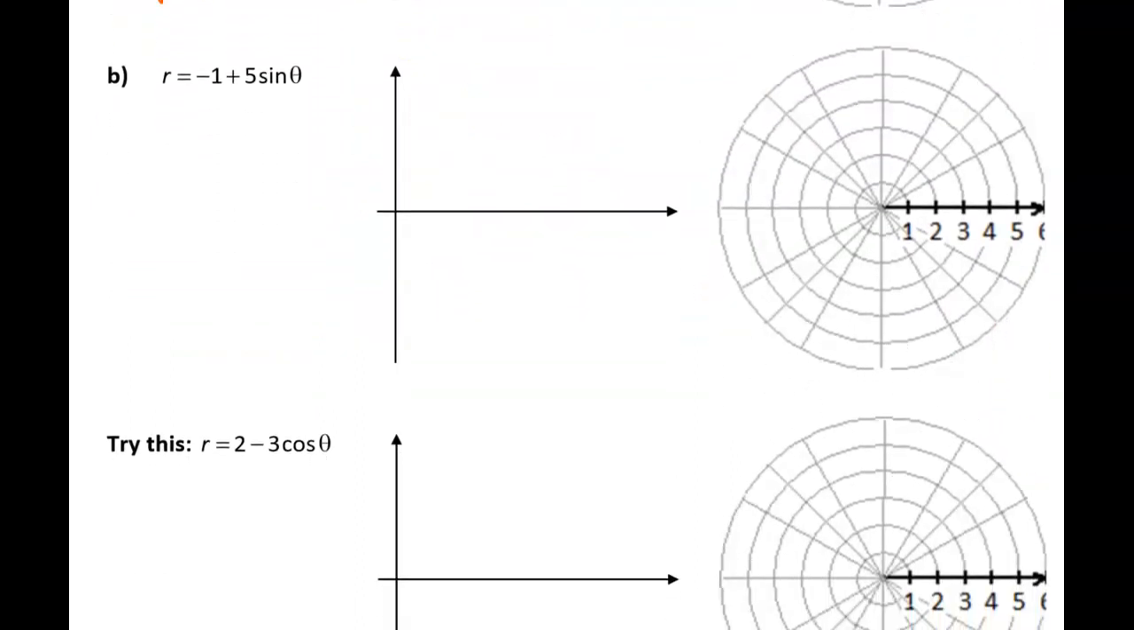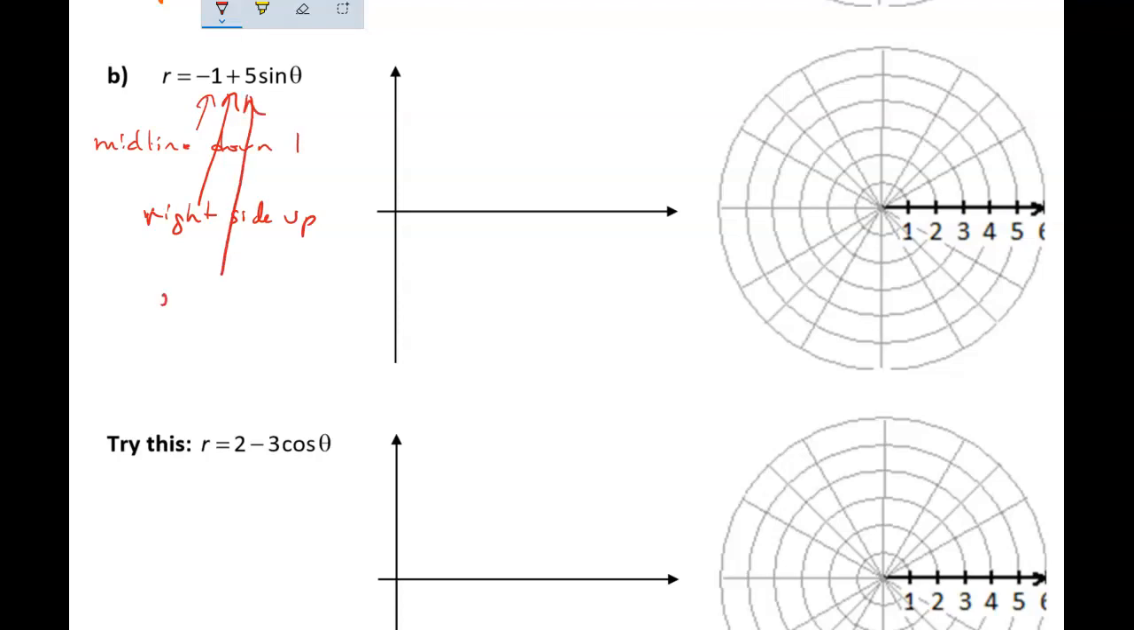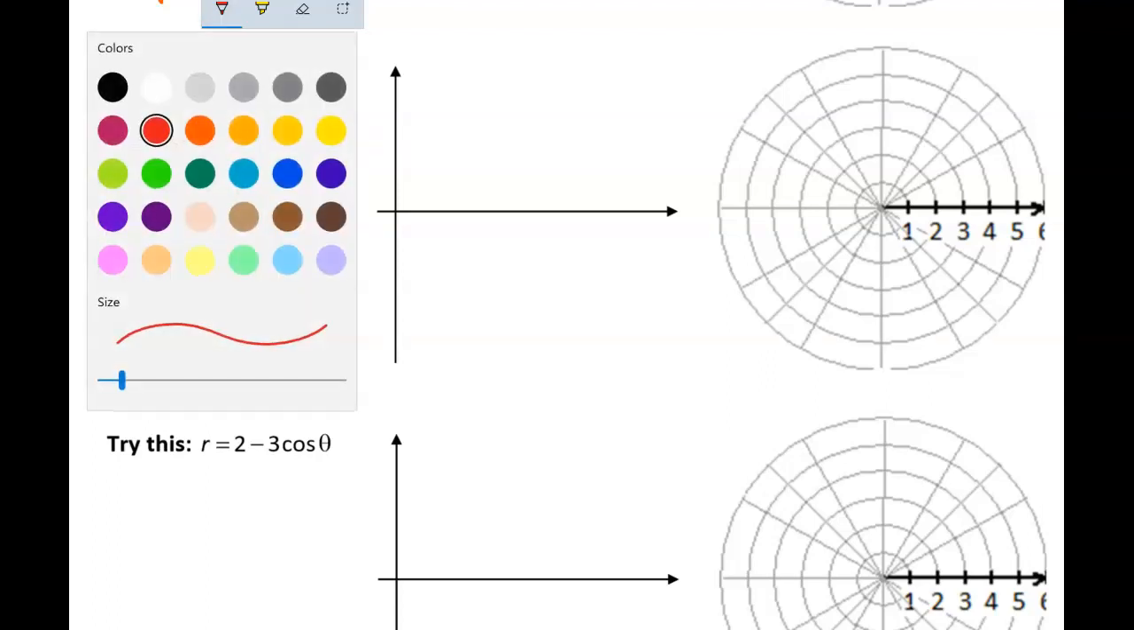All right, let's check out another one. r equals -1 plus 5 times the sine of theta. So that -1 means the midline of the graph is down 1. The plus means that it's a right side up sine function. And then lastly, that 5 in front of the sine function means that the amplitude is equal to 5. So now let's graph that.